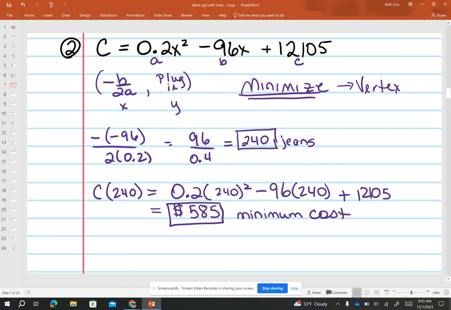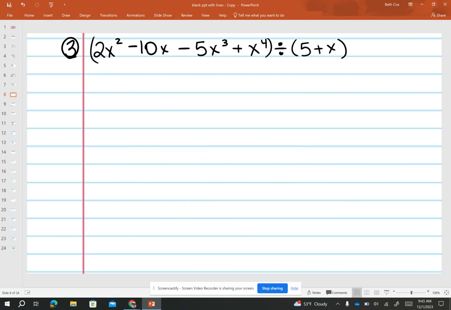That's all there is to it. It's just a word problem. It's just a formula. You can do it. It's just math. All right, number 3 is a synthetic division problem.